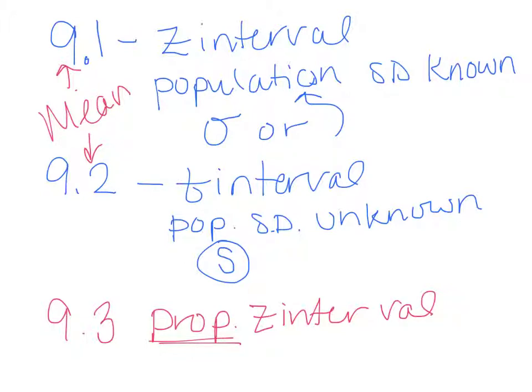So when it comes to the test, you're going to have these mixed up. It's going to say calculate a confidence interval. You're going to have to decide, do you want to calculate a Z, a T, or a proportion? So you have to read it and look for those clues.